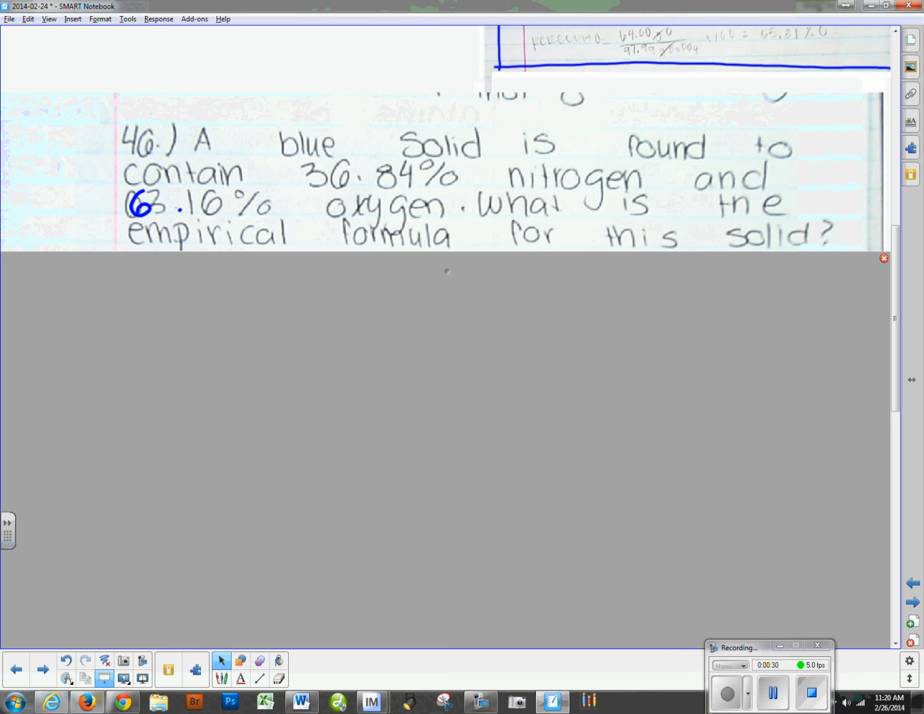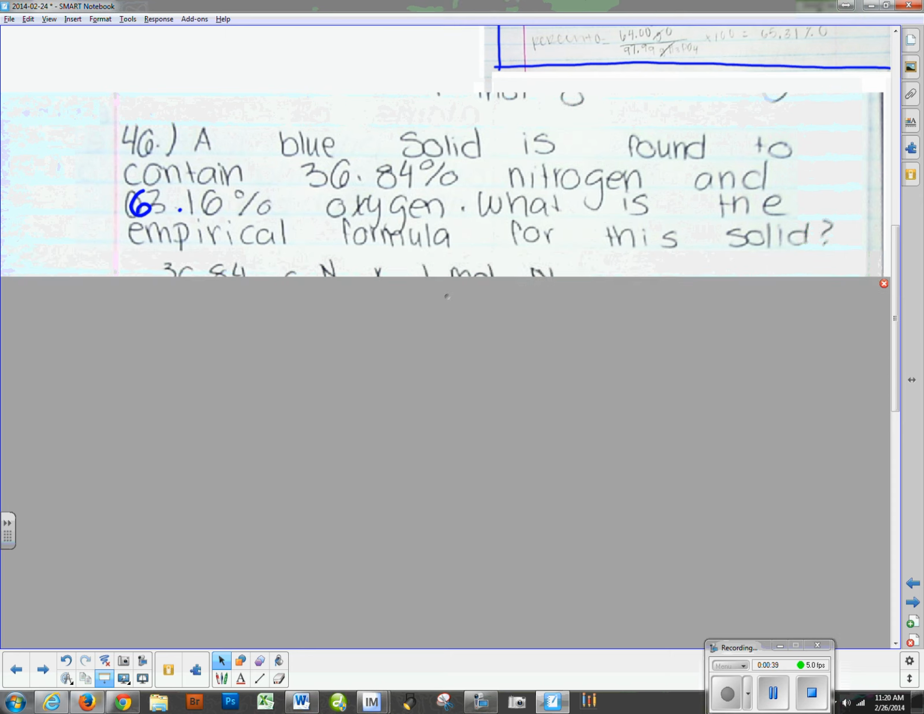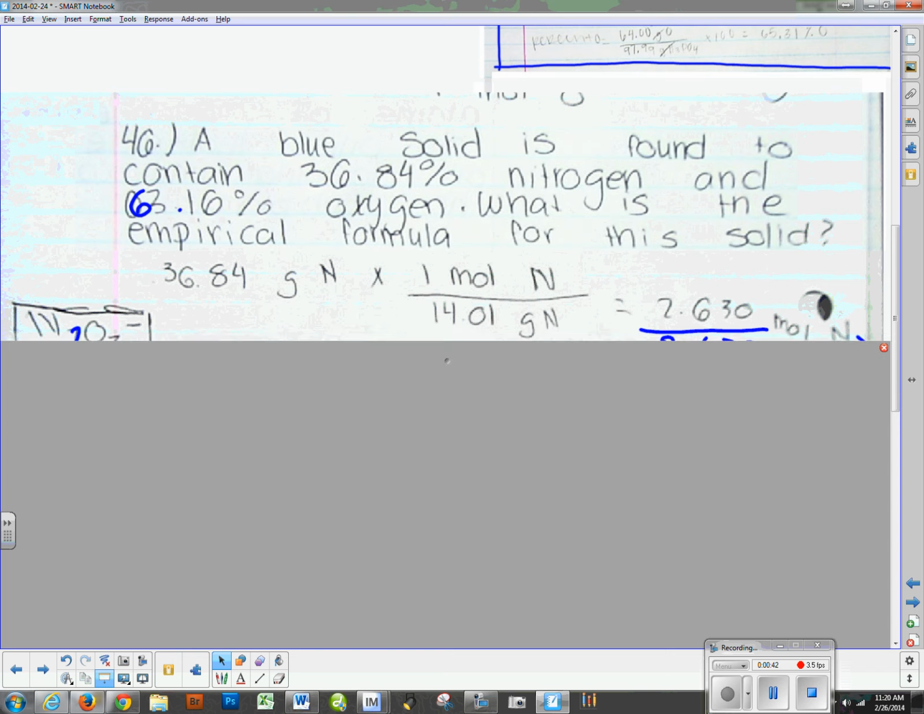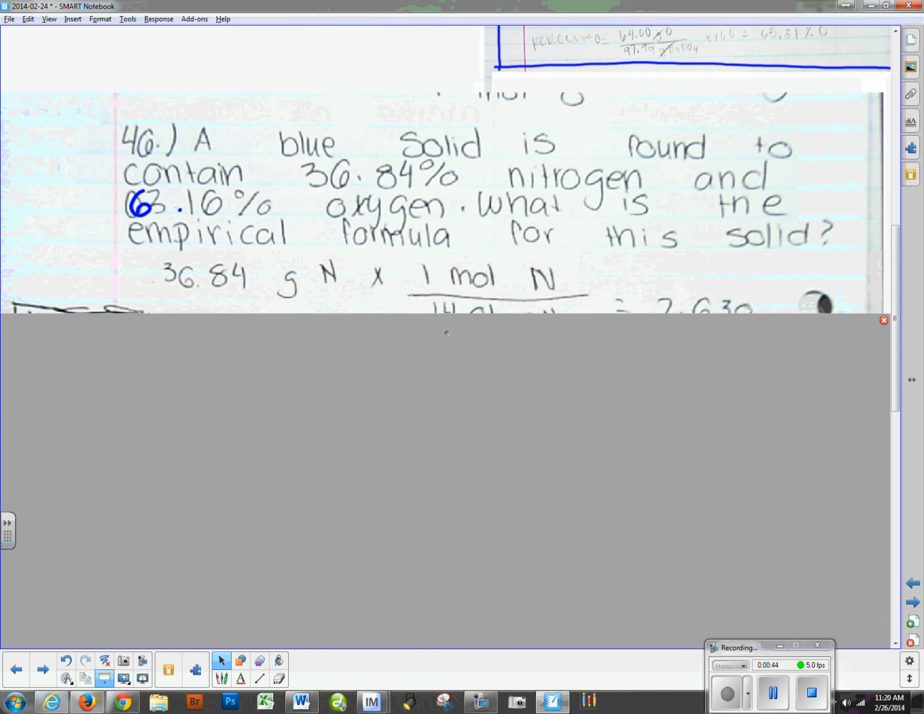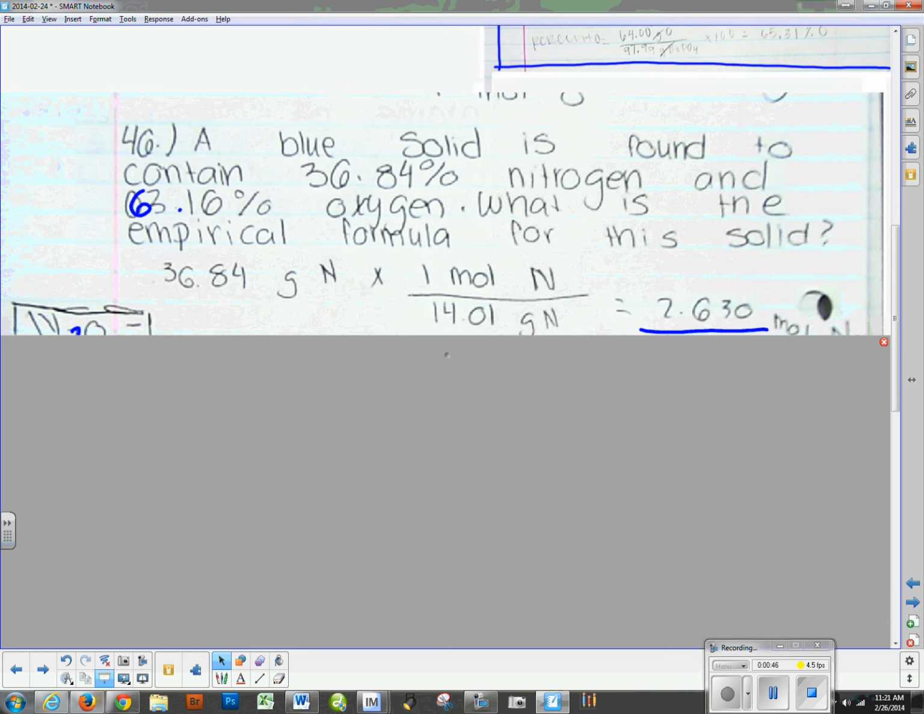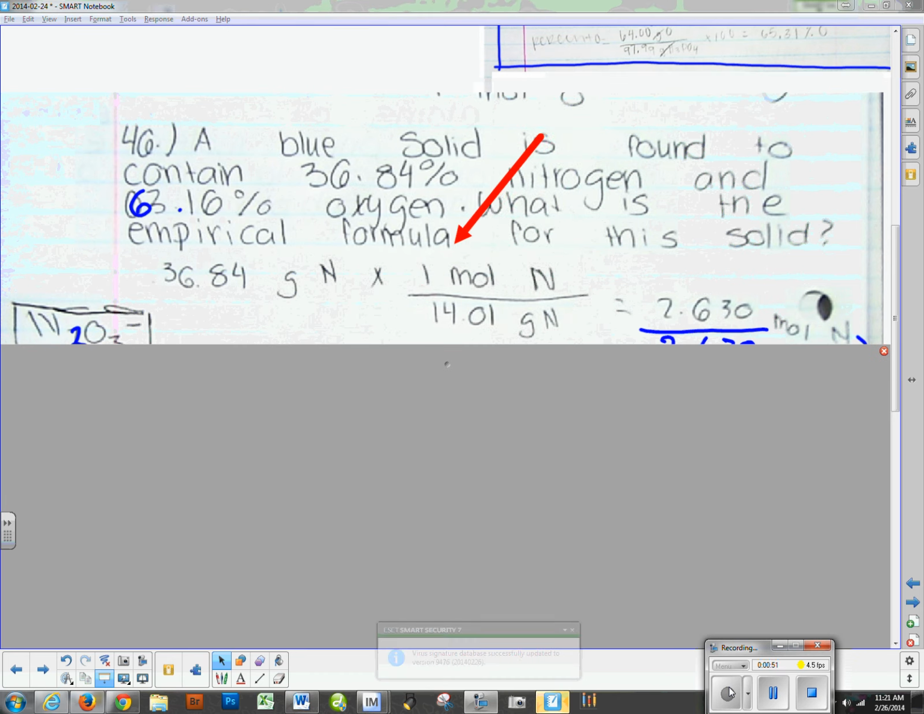And by the way, the empirical formula for this solid is most likely going to be the molecular formula, but I don't know that for sure. So let's look and see what was done first. The student had calculated, first of all, changing to moles: here's the molar mass of nitrogen in the atom, here's the mass that we got from our sample, and this works out to 2.630.